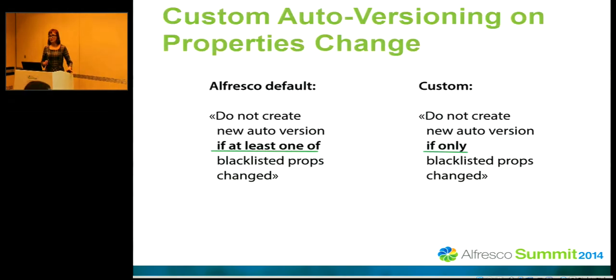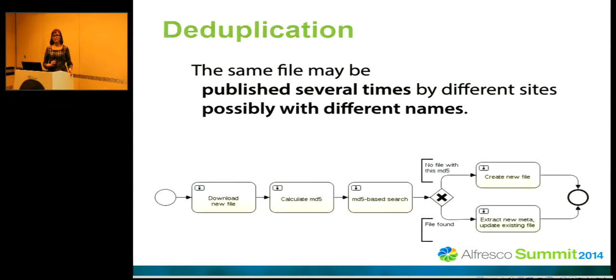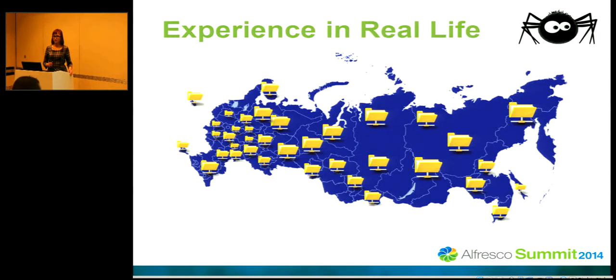To implement it, we needed a custom versionable aspect. The behavior of the versioning is a little bit different, and I have no time to tell you about it in detail. As far as the same files can be stored on different file servers, we don't want to store the same file several times in the repository, so we use a deduplication method to work on it.